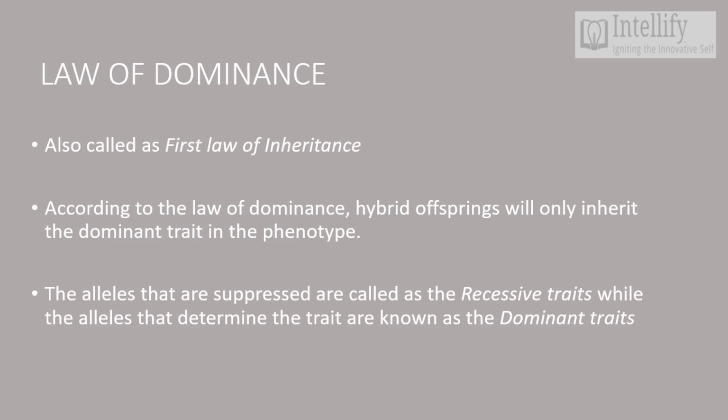The alleles that are suppressed are known as recessive traits, while the alleles that determine the expressed trait are known as dominant traits. What are these dominant and recessive? If we look at the example previously, the tall plant is a dominant trait, while dwarfness is a recessive trait. And because of that, all the hybrid offsprings, the offsprings produced by crossing the tall plant with the dwarf plant, express tallness because tallness is a dominant trait.